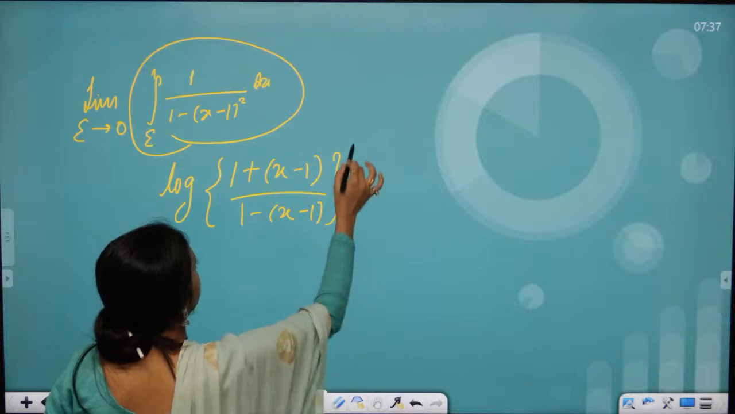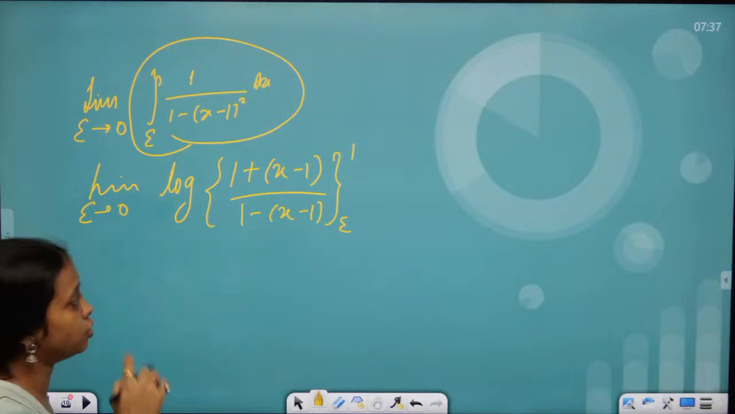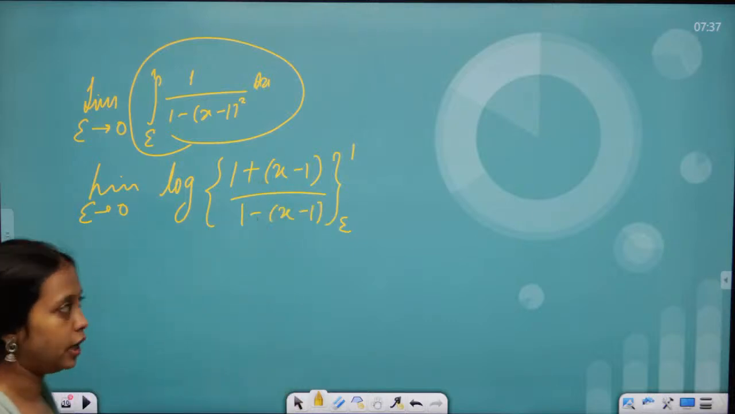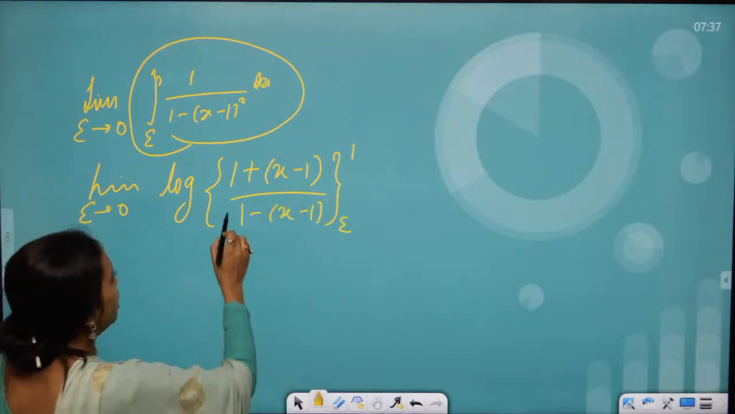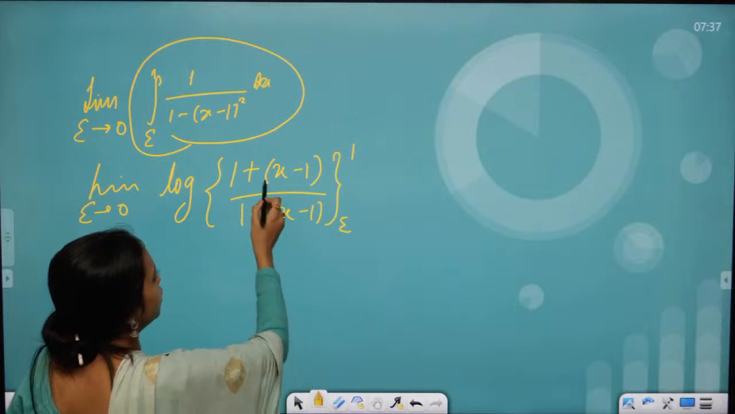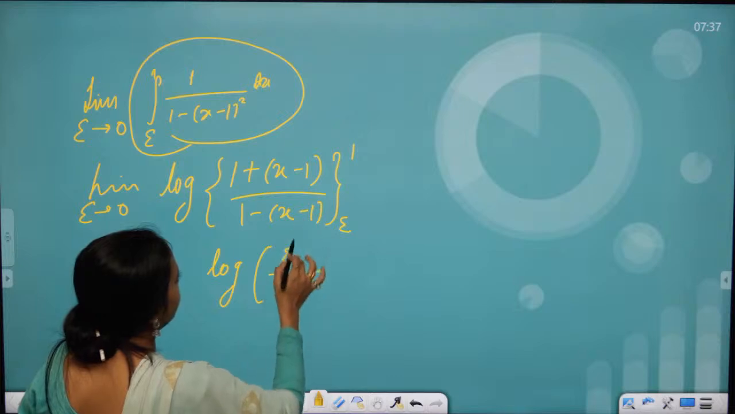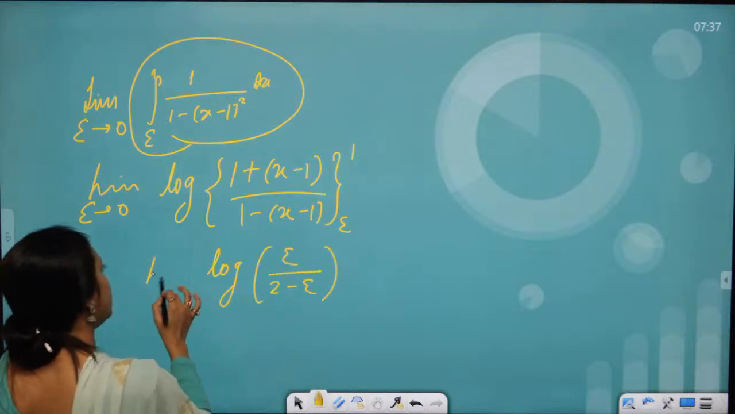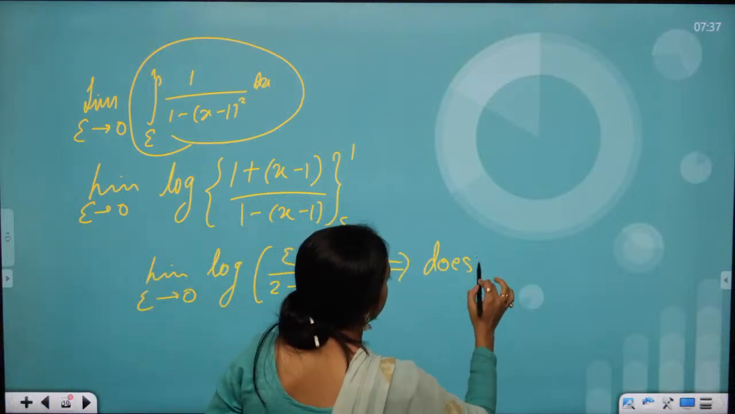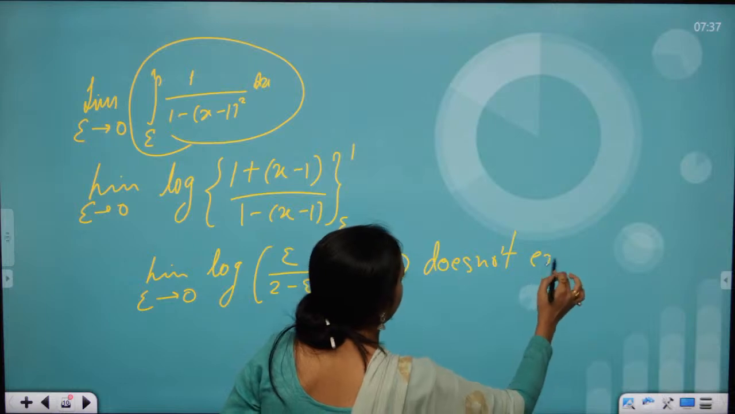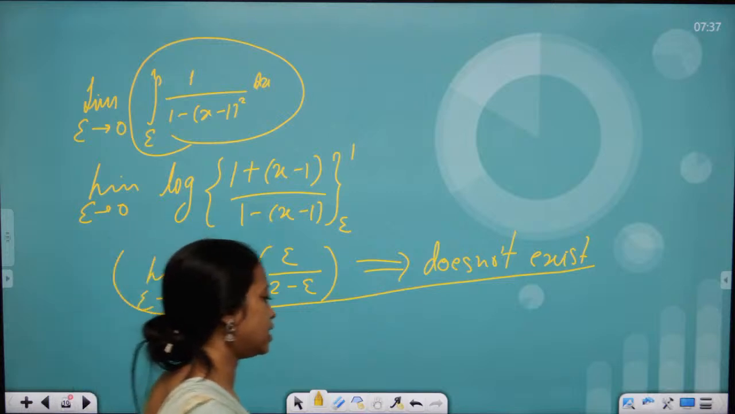Apply the limit epsilon to 1 and limit epsilon goes to 0. For 1 there will be no problem, log of 1 is defined. For epsilon there will be a problem. Substitute the epsilon over here, you will get log of epsilon upon 2 minus epsilon, and the limit as epsilon goes to 0 does not exist. Does not exist. So that means I1 is not convergent.